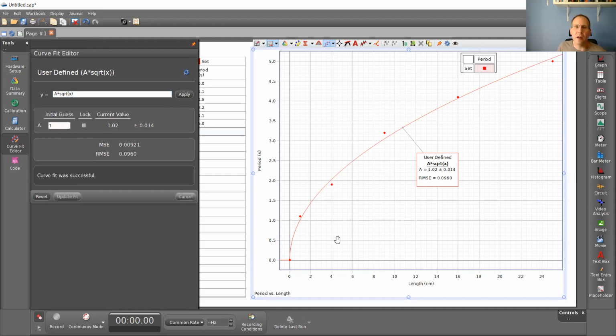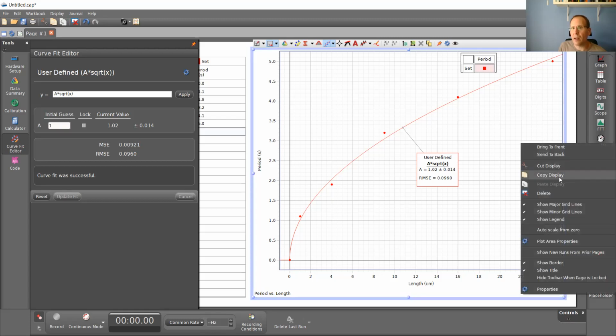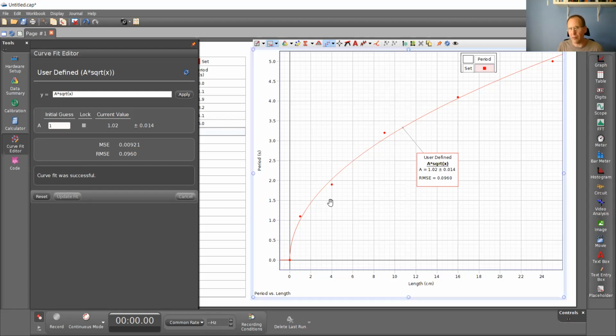And then remember to put this graph in your lab report, you click on the side, right? Hover over the blue border here, right click, go to copy display, and then you can paste it wherever you want, right? So you paste it into your lab report.